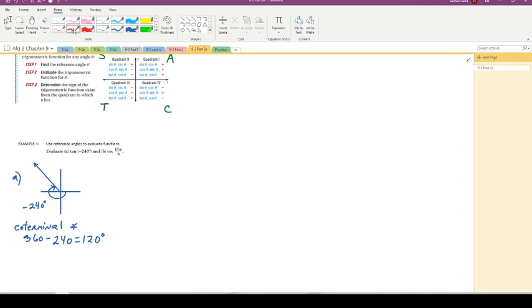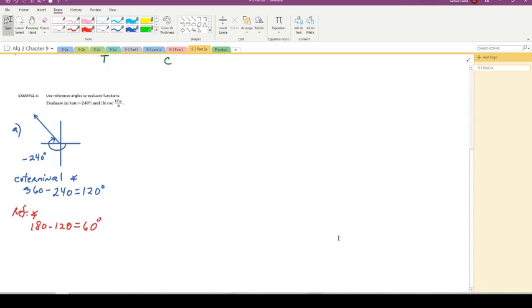I still need my reference angle. Well, what is my reference angle? My reference angle, which I'm going to abbreviate, is going to be 180 minus 120, which equals 60 degrees. Okay, and I need more space. All right, so that gives me 60 degrees.